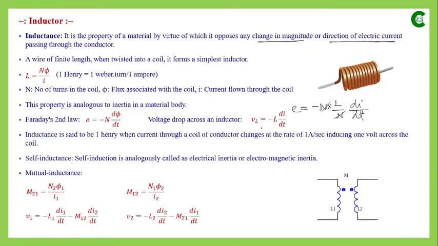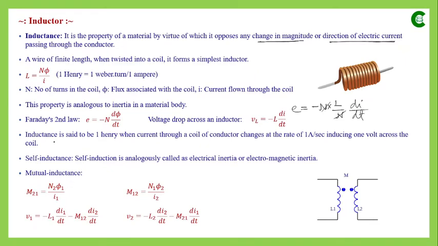So either way we can represent the induced voltage across that inductor, either by this relationship where we have the rate of change of the flux that flows in that magnetic field, or we can represent it by the rate of change of current that flows in that electric field.